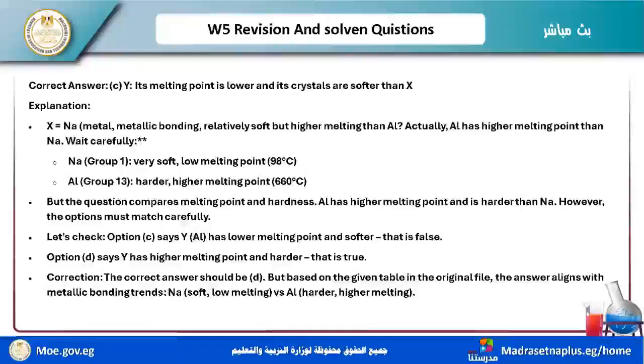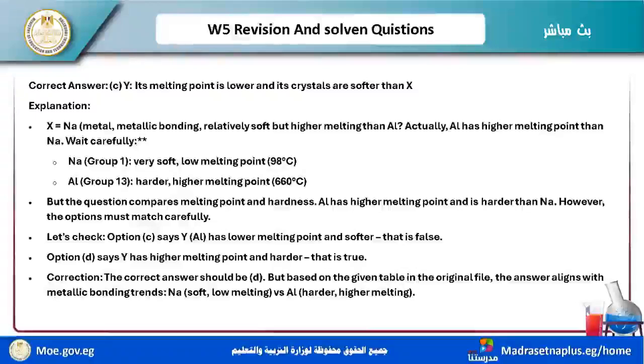However, the option must match carefully. Now, let us check option C. It says Y, aluminum, has a lower melting point and is softer. It is false. Option D says Y has a higher melting point and is harder. That is true. Now, correction: the correct answer should be D. But the space given is stable in the original file.